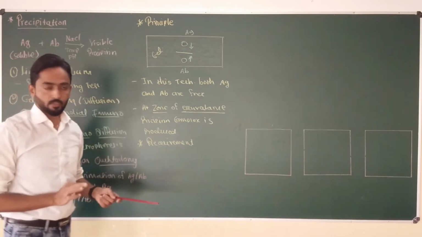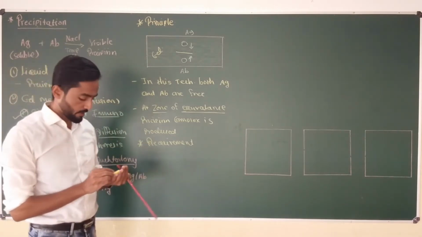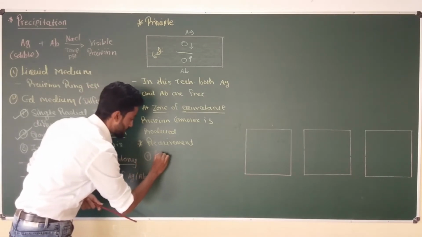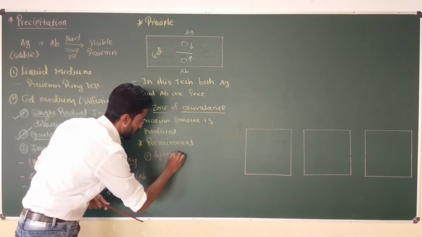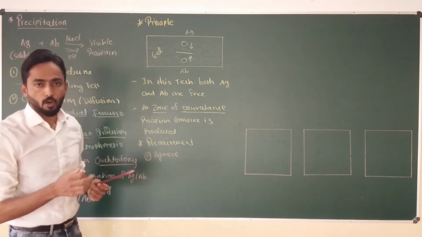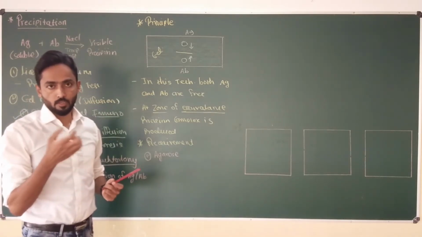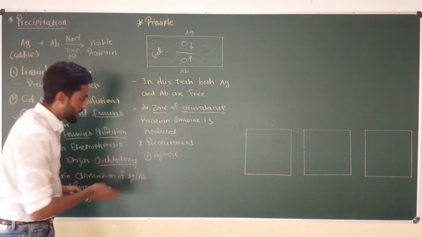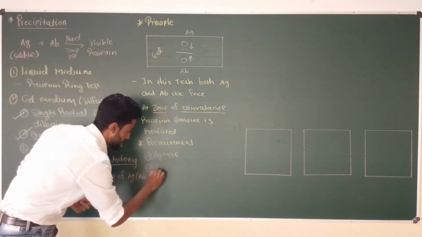Now if you want to perform this precipitation reaction in the lab, you need some requirements. So now we are going to make a list of the requirements. Number one is agarose, or you can use agar or polyacrylamide as a solidification medium. So, powder of agarose or agar or polyacrylamide. Then the second is assay buffer.